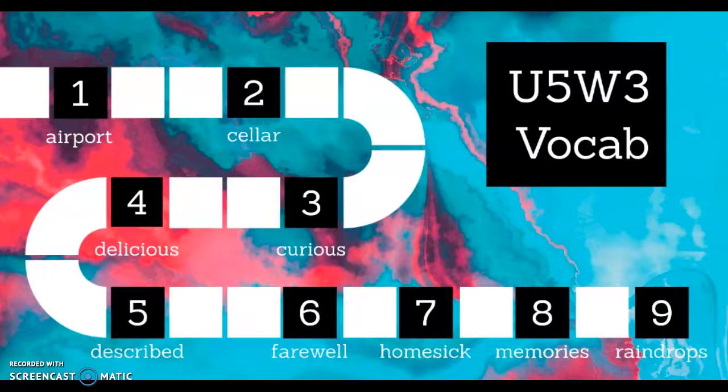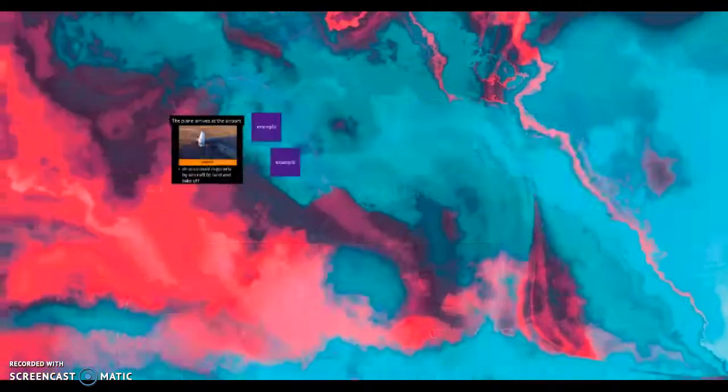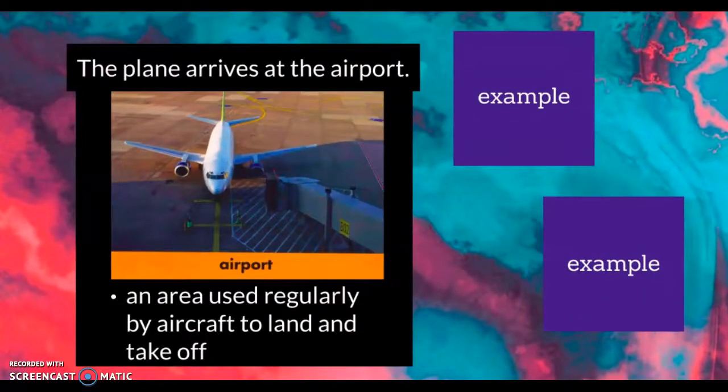Okay, here we go. Our first word is airport. The plane arrives at the airport. Let's say that word together. Airport. An airport is an area used regularly by aircraft to land and take off. An aircraft in this case would be our plane.